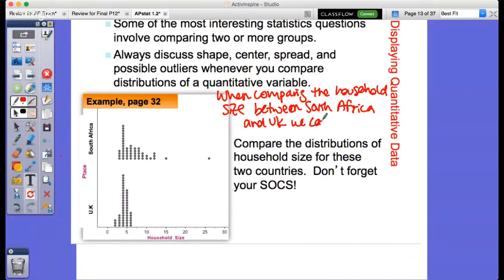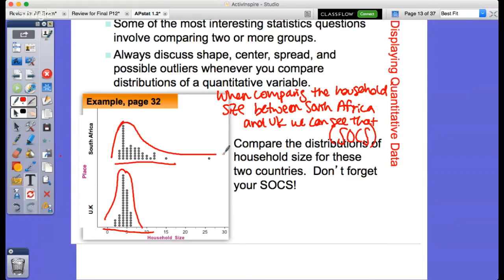We can see that, and then we would go into, what do you think we'd go into? We just go into SOCS, right? We literally compare SOCS because we're comparing both dot plots or both distributions that are there. So let's talk about it real quick. What would we compare? Well, let's talk about the shape first.